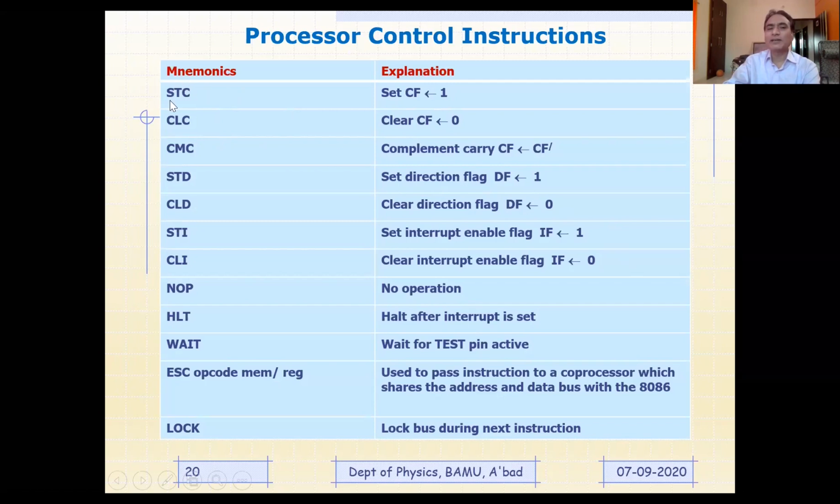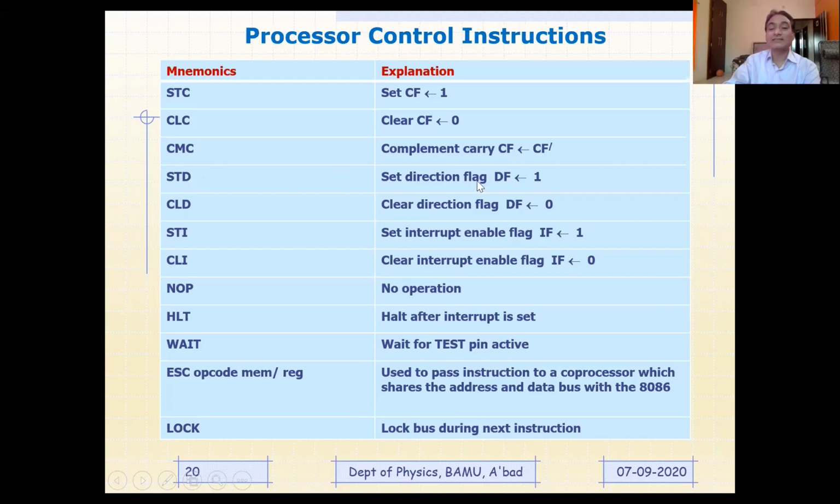So automatically what will happen? The CF flag is going to be set to 1. STC means the CF flag will be set to 1. CLC means the CF flag will be set to 0, clear the carry flag. CMC means complement carry flag.